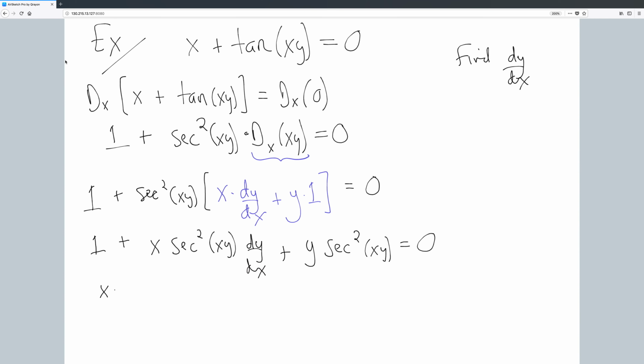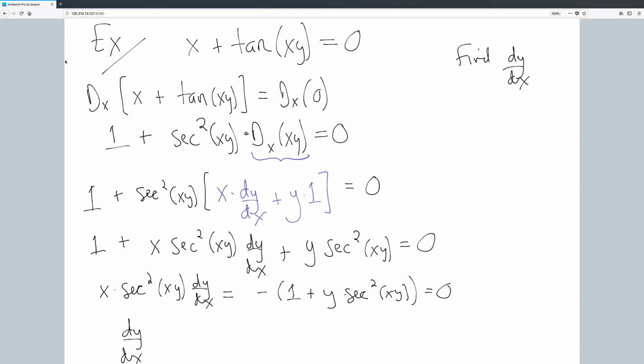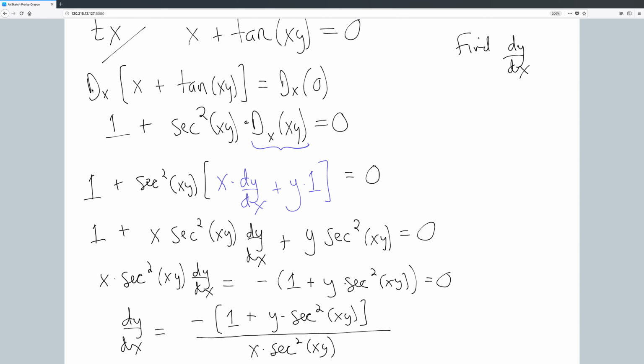So we have x times secant squared xy dy dx equals negative of 1 plus y times secant squared xy, and divide both sides by this x secant squared xy term, and we get dy dx equals negative, again, quantity 1 plus y times secant squared xy over x times secant squared xy. And that gives us our dy dx answer.